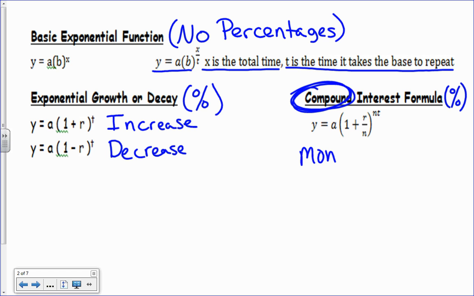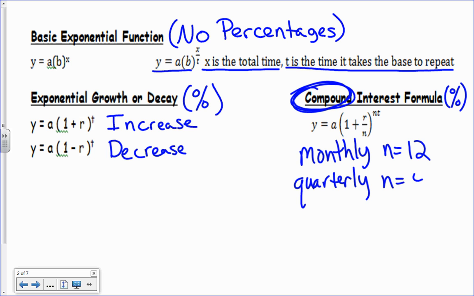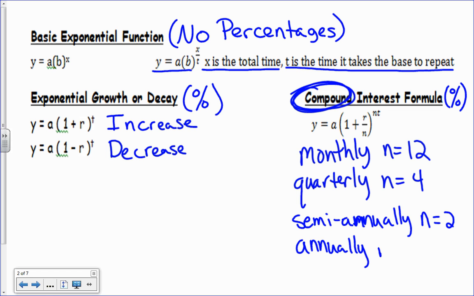If it says monthly, remember that means n is 12. If it says quarterly, that means n is 4 quarters in a year. If it says semi-annually, that means n is 2, and if it says annually or yearly, that means n is 1. So the n value changes based on how it compounds, but it will say compound.